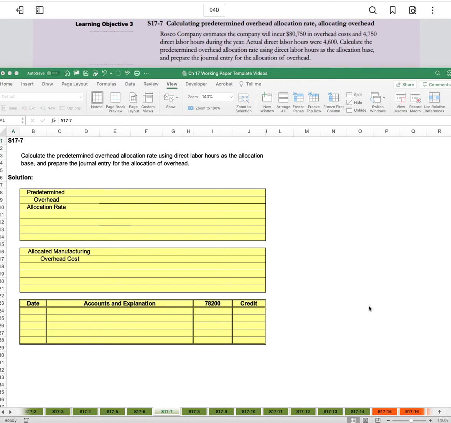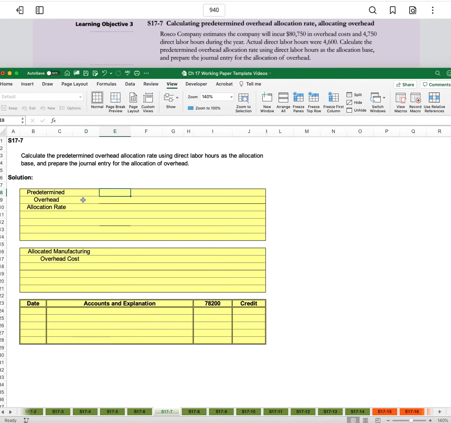Calculating the predetermined overhead allocation rate and then actually allocating that overhead. Roscoe Company estimates the company will incur $80,750 in overhead costs and 4,750 direct labor hours during the year. Actual direct labor hours were 4,600. Calculate the predetermined overhead allocation rate using direct labor hours as the allocation base, and prepare the journal entry for the allocation of overhead. We're going to start out by determining the predetermined overhead allocation rate.